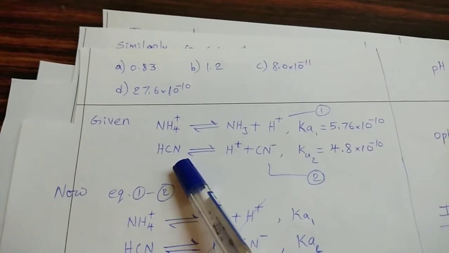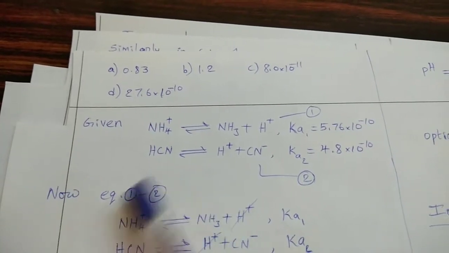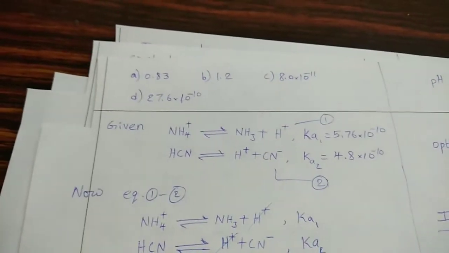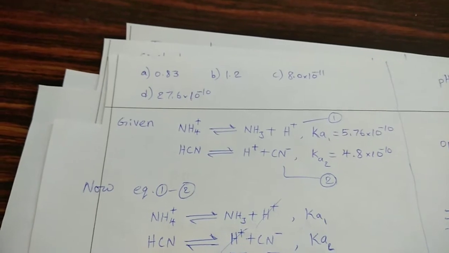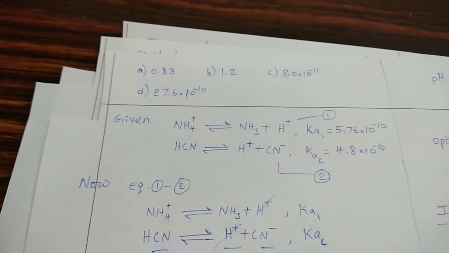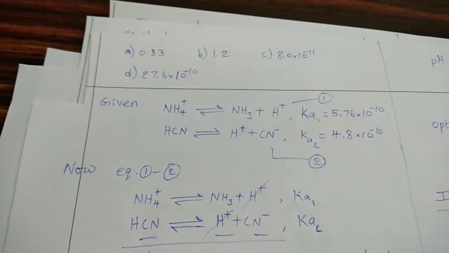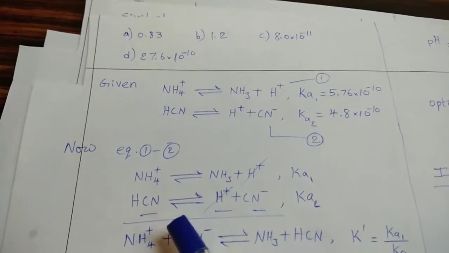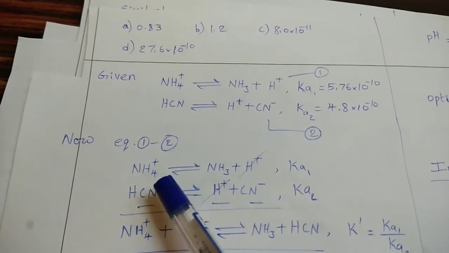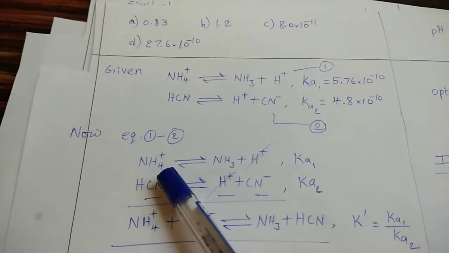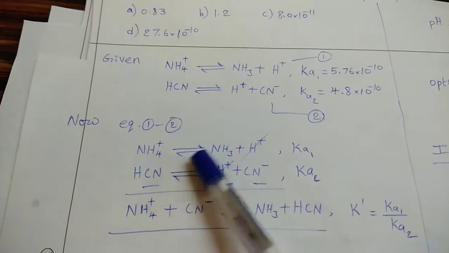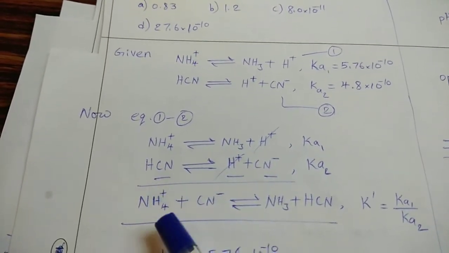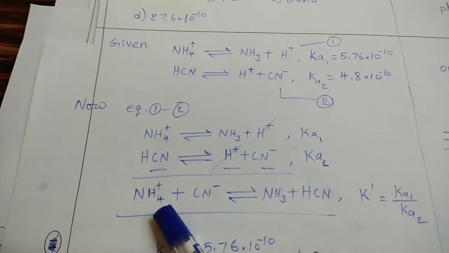HCN, hydrogen cyanide, is also an acid, it undergoes dissociation to give H plus and CN minus. Ionization constant for this HCN is Ka2 equal to 4.8 into 10 power minus 10. Now equation 1 minus 2, then we can get our required equation. See this subtraction, NH4 plus, this is equation 1, this is equation 2. So the second equation's signs will be changed, then we can get this one, NH4 plus.